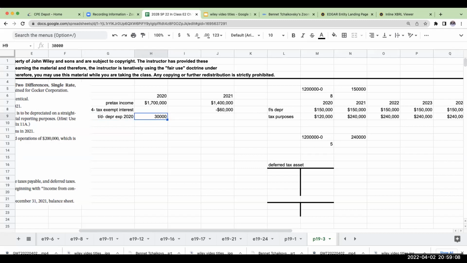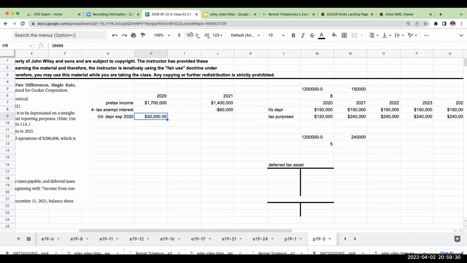Why am I doing an add back? Because I deducted 150,000 over here for financial statement purposes, but for tax purposes, according to this half year convention, I'm only taking half of the full year amount. So over here, this is going to be an add back. And this is probably the most important step of the problem.